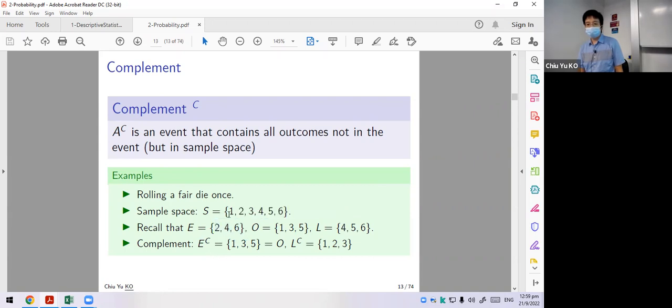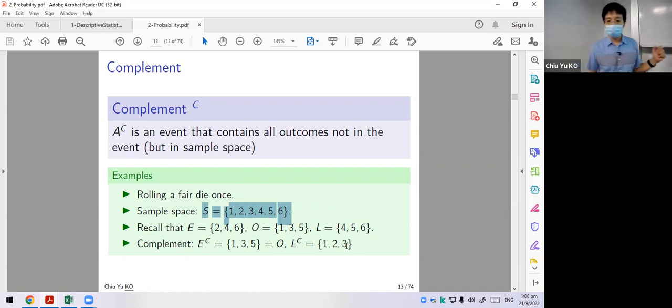The sample space is 1 to 6, and E is 2, 4, 6. To do E complement, look at E. I kick out things that are related to E. 2, 4, and 6 I kick out from the sample space. What is left is 1, 3, and 5. Look at L, which is 4, 5, and 6. Go to the sample space, I kick out what is in L, I kick out 4, 5, and 6. So left are 1, 2, 3.